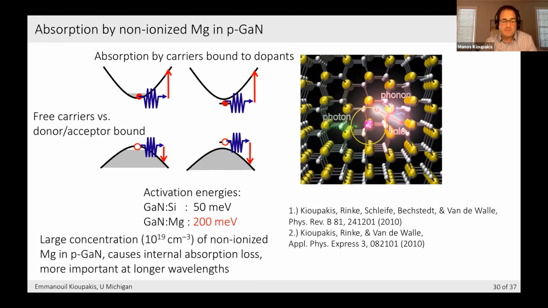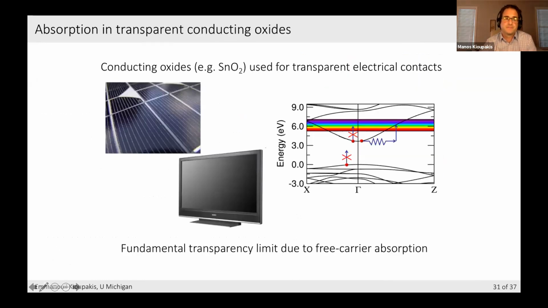And this prediction was verified experimentally: indeed, as the photons propagate through the p-type material, they get absorbed by holes bound to magnesium, and that causes the loss in lasers. And it's still a factor, so we have to engineer the photons to avoid the p-type region as much as possible. So that's a direct implication of results that came from calculations.